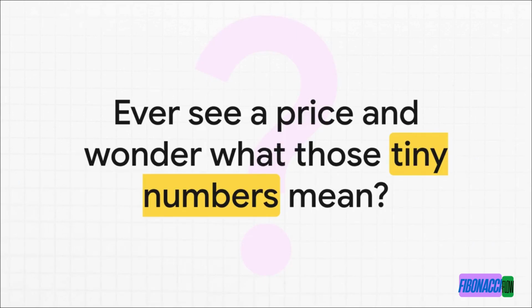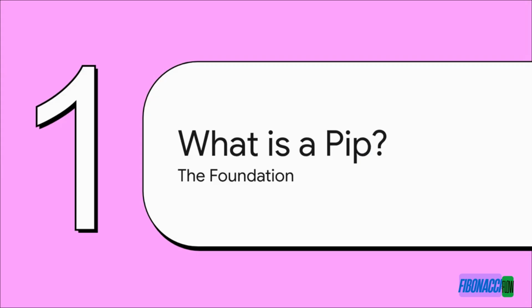You've seen it, right? You look at a price for something like the euro versus the dollar, and it's this long number with a bunch of decimals. And you're just like, what do those tiny little numbers at the end even mean? Don't worry, we have all been there. That's actually where all the action is. And by the end of this, you'll know exactly what you're looking at. All right, let's get right to it.